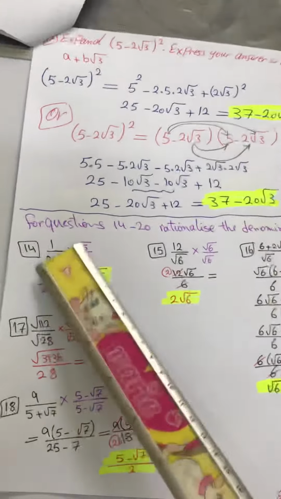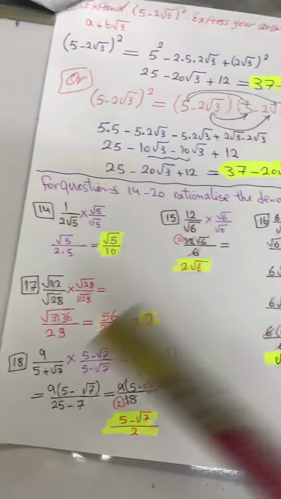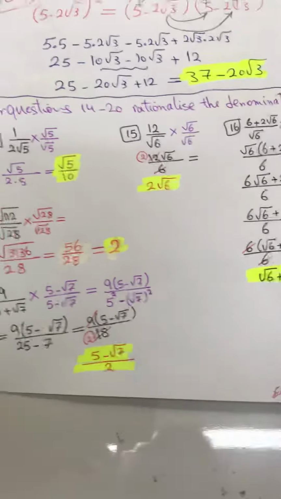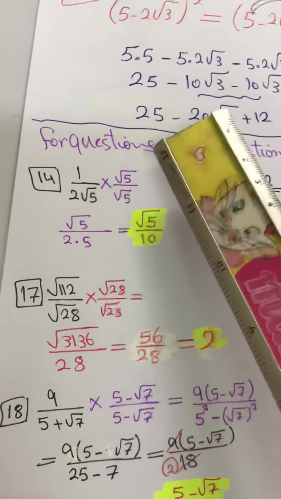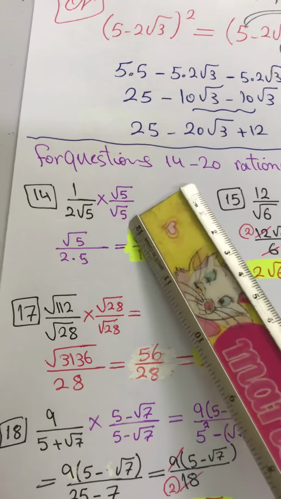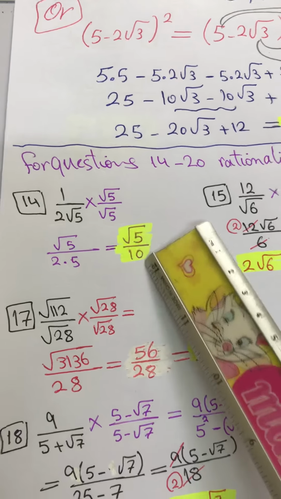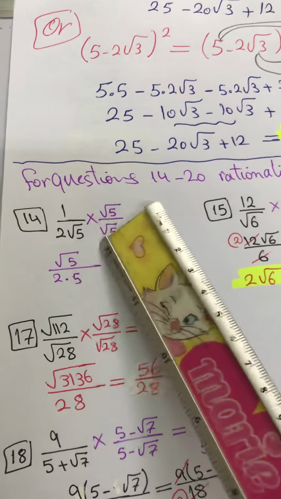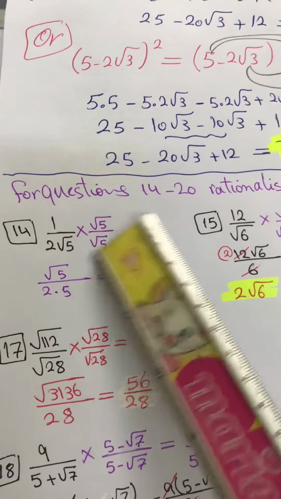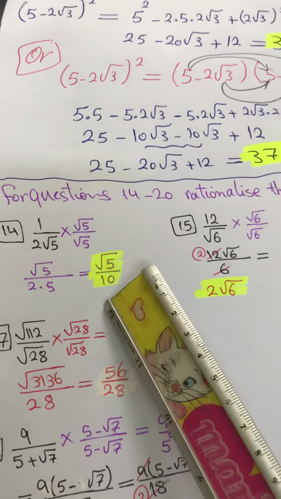For questions from 14 to 20, rationalize the denominator. Here I have the denominator 2 square root of 5. I multiply by square root of 5 up and down, not more. You will get square root of 5 over 10, because 2 multiply 5, this 5 comes from square root of 5 times the square root of 5, like this. So this is the answer.